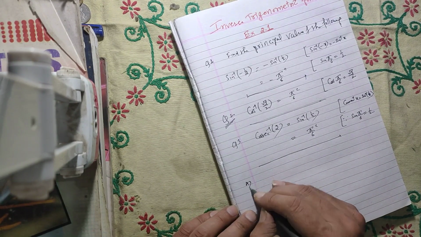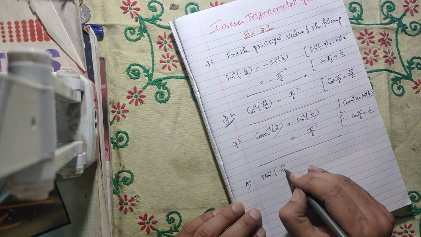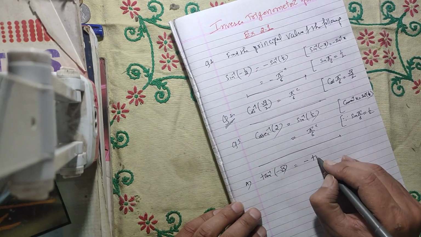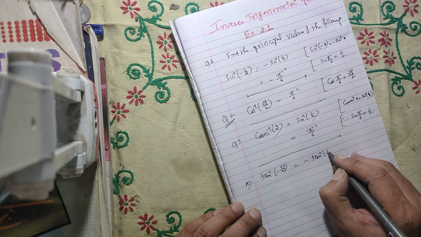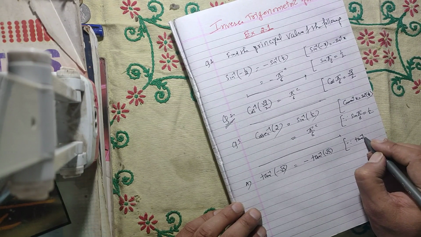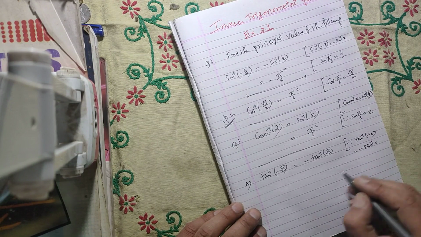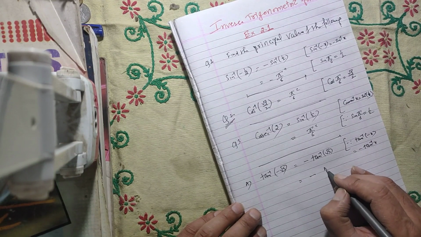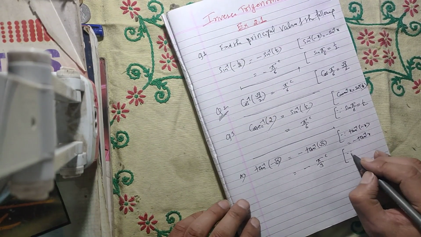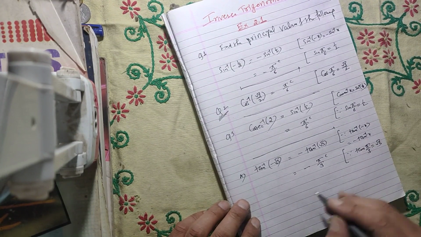Now after this, in the fourth question we have tangent inverse of minus root 3. It is equal to minus tangent inverse of root 3 because tangent inverse of minus x is equal to minus tangent inverse x. It is equal to minus pi by 3 radian. It is the angle, tangent of pi by 3 is always equal to root 3.